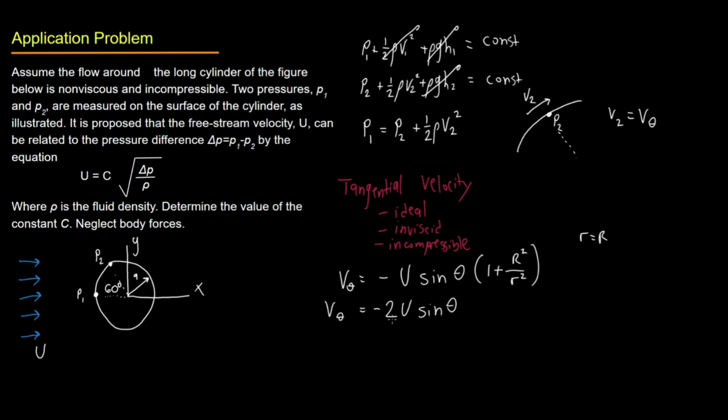And we can go one step further. We can put 60 degrees in here, and we'll evaluate it. So we'll have v theta is equal to negative 2u sine 60 degrees. And we will evaluate that, and we'll have v theta is equal to negative 2u root 3 over 2. And that's our velocity. So we'll go on to the next page now, and we will find the pressure differential.